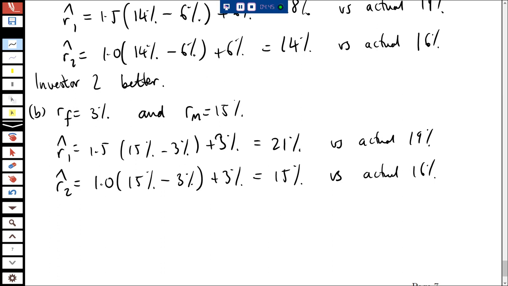So who do you think wins that? I would say investor 1. And there you go, that is the end of that question.